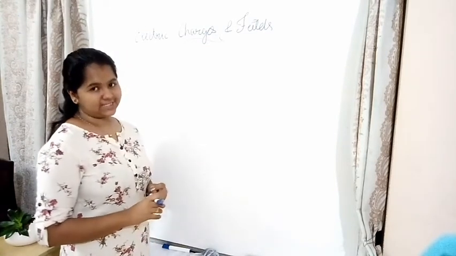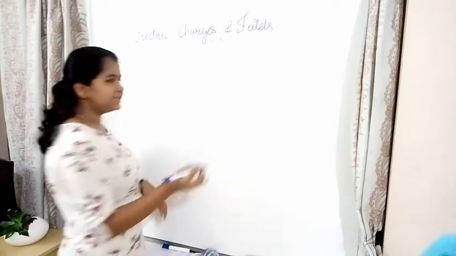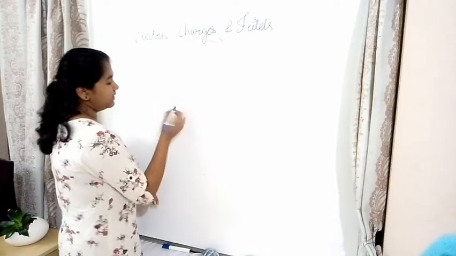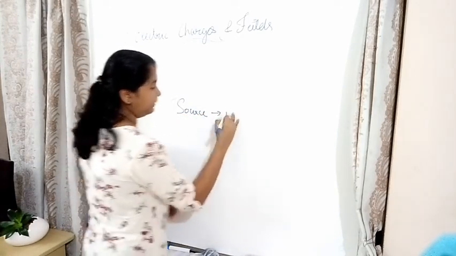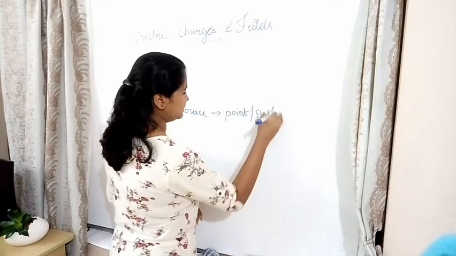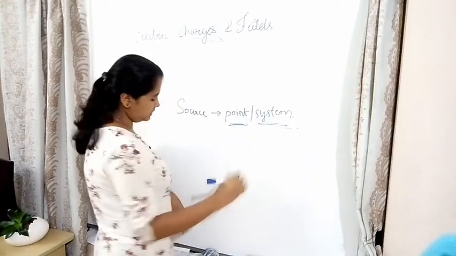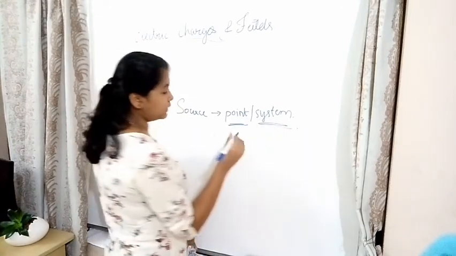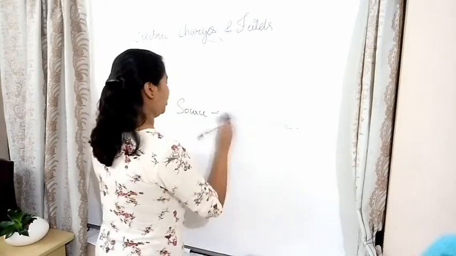Before dealing with electric field lines, let's see something more about electric field. The first thing I have to tell you is that the source charge can either be a point charge or a system of charges. But the unit positive charge is only a single charge.